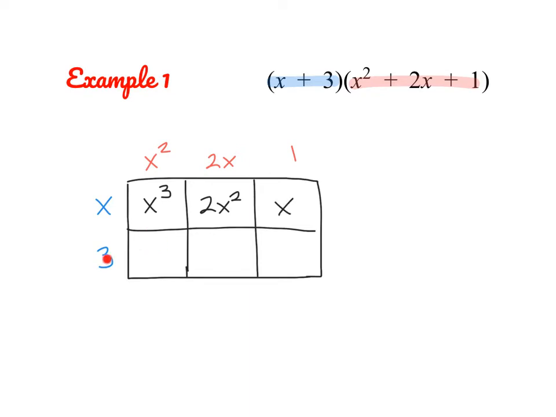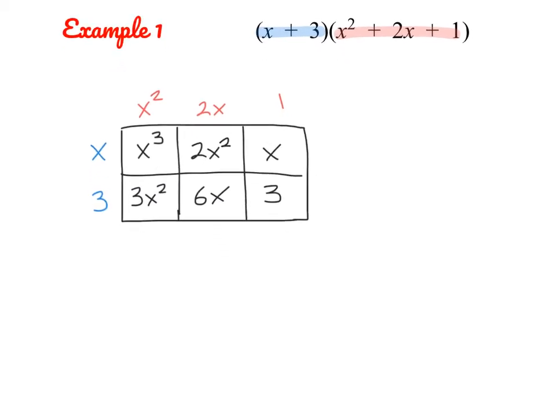Let's move down here. We have 3 times x squared, which is 3x squared. Here we have 3 times 2 times x, which is 6x. And in the last one, we have 3 times 1, which is 3. So we could list out the terms that we got in our box as part of our answer. But you might notice that there are some terms that are the same and need to be combined.